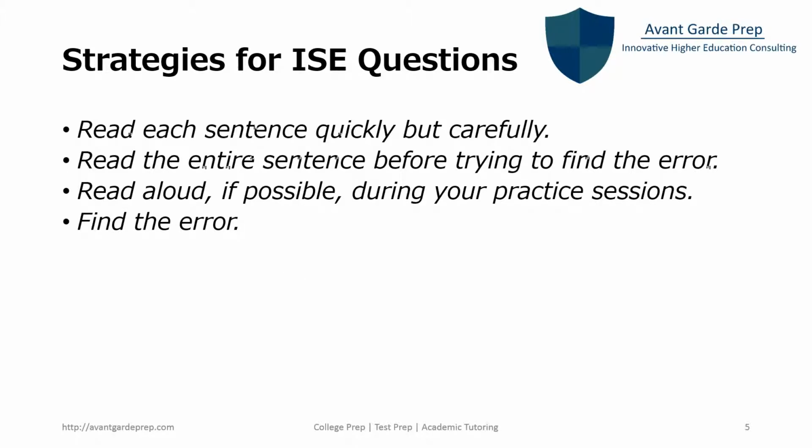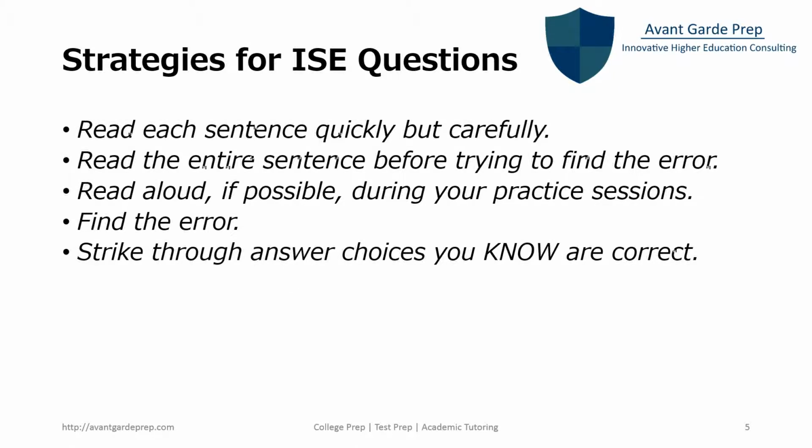This one's very simple. Find the error, and it's just reminding you that unlike improving sentences questions, these questions will ask you not to fix the errors, just find them. So if you read something and think, well, this part doesn't sound right, then you can take a bet on it and circle it, because it's not like you have to explain why it's wrong. If it sounds wrong, then there probably is a problem.